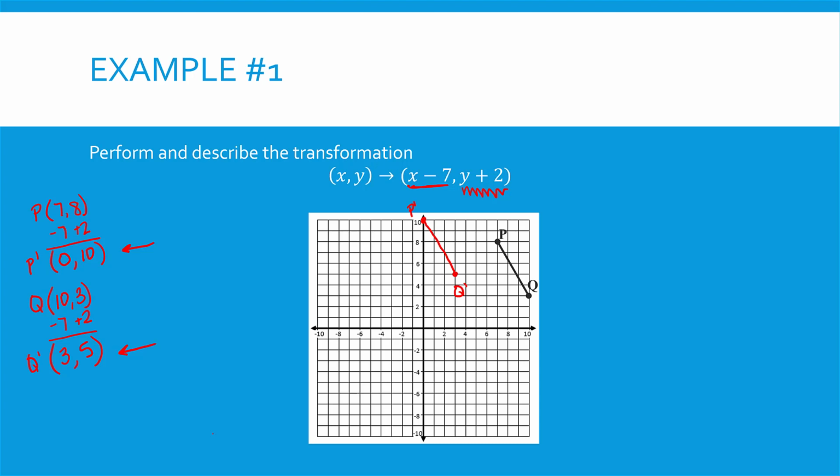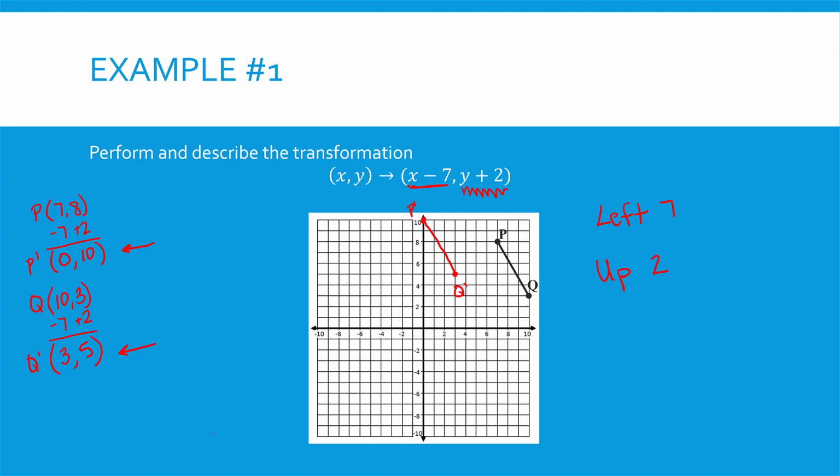If I look at the original pre-image, to get to my final image, I can see that I am going left and I am going up. Each of these points from pre-image to image is left and up. So I'm going left and up, but how many units? 1, 2, 3, 4, 5, 6, 7. Left 7, and then up 2.